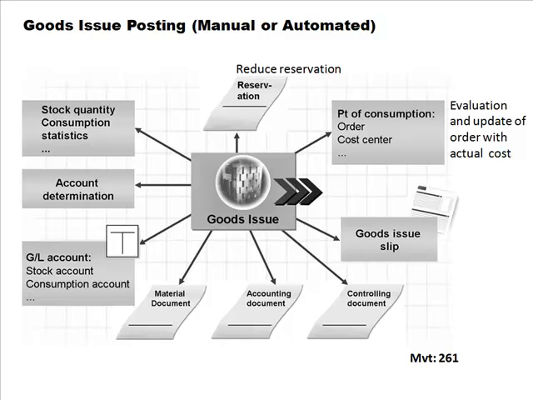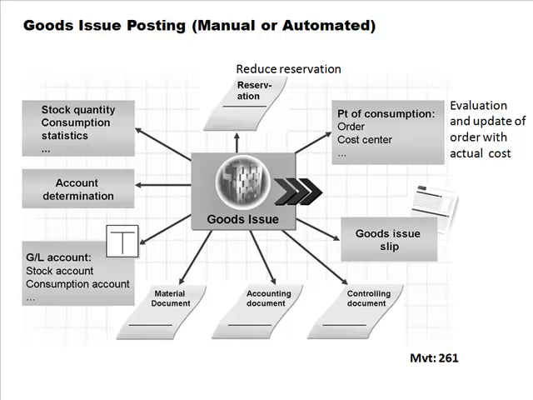Once the order has been released, or an operation has been released, we can start working on it. The first thing to start working on it, of course, would be to get the materials. So that's what we are talking about here: goods issue posting for an order.